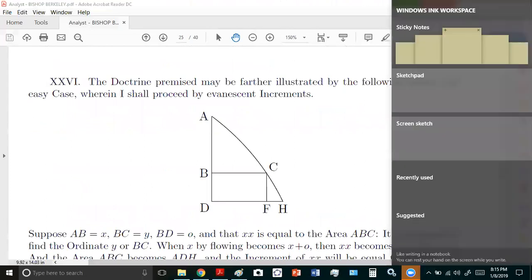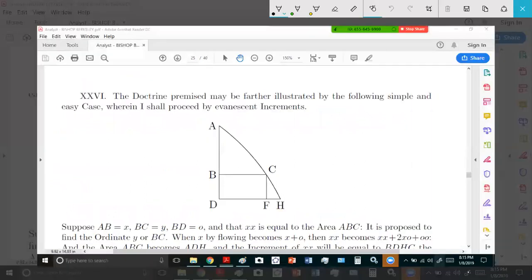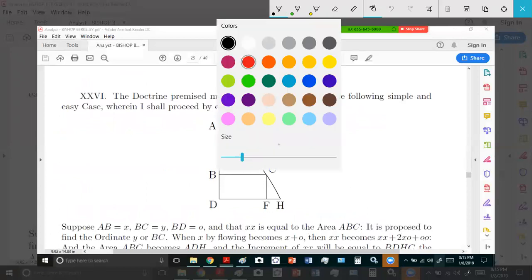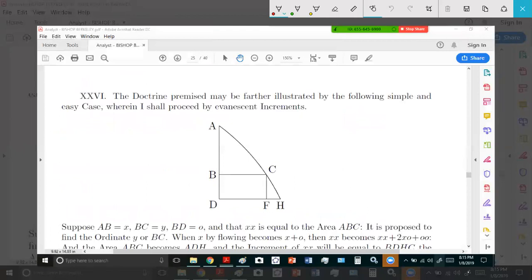Okay. Screen sketch. Okay, so in reality, and I think I need to pick out a color here. So let's go with red. Now, this triangle is similar to this one, but Newton did something else where he had a curve like that, and he was saying that this region here, or this geometric figure, is similar to that one, but it can't be similar because CFH would have been the one that is similar.